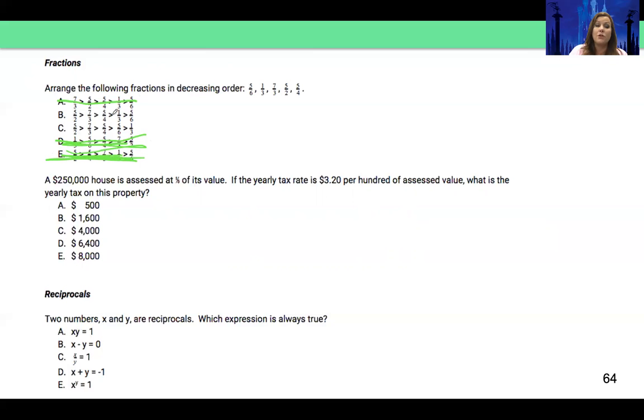So now I'm just concerned about this fourth one. What is bigger, 1/3 or 5/6? 5/6 is C.